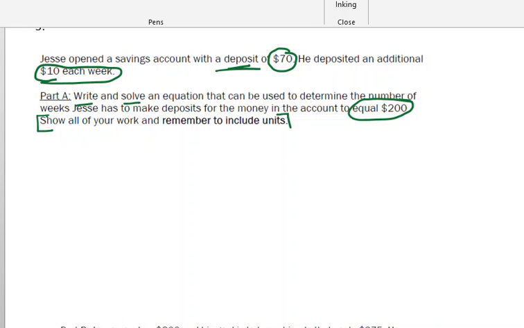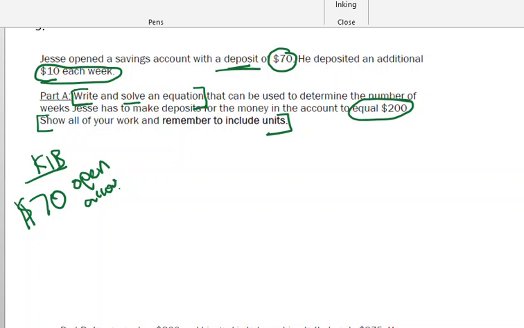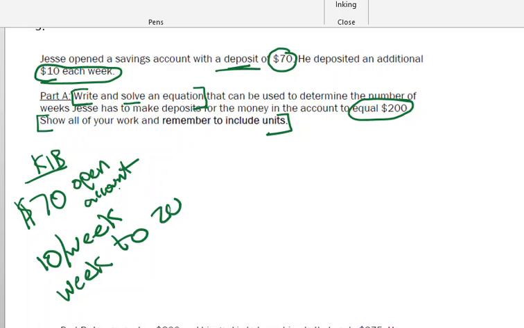All right, so we're going to have to write and solve an equation. Okay, so we opened the account with $70. $70 to open the account. And we know that he did $10 per week after that. And we want to find out how many weeks to $200.